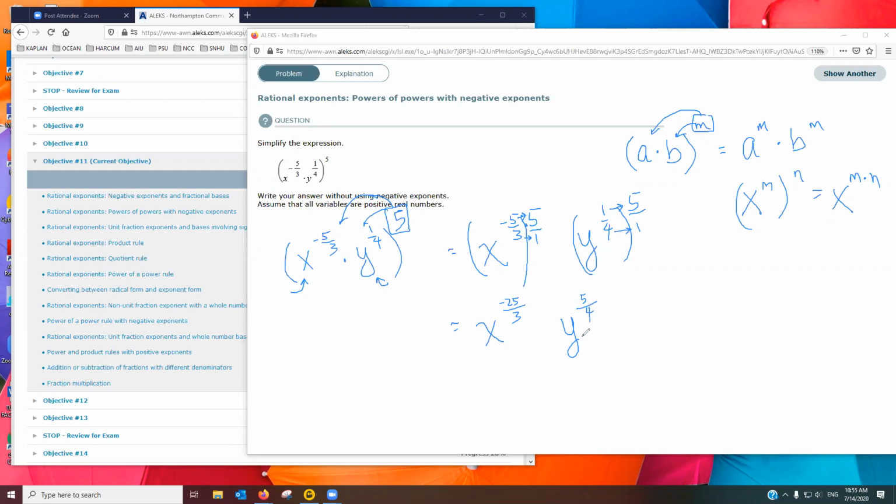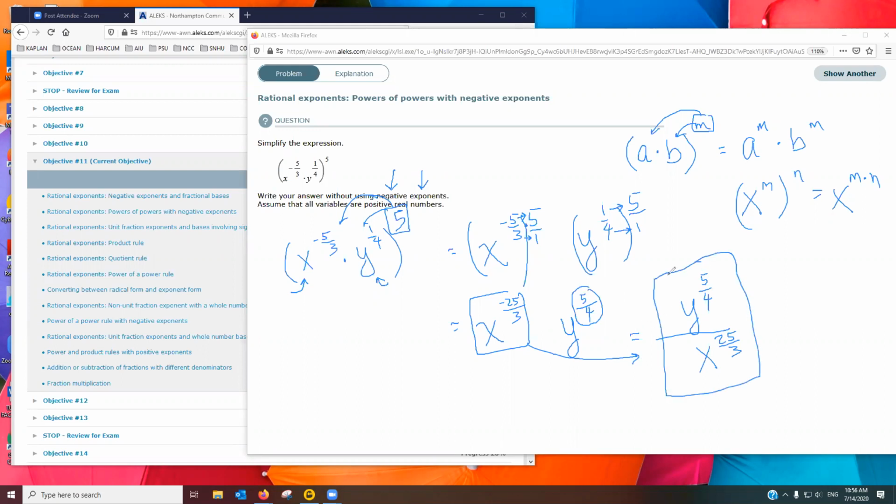All right, so this would be my final answer, except Alex says you can't have negative exponents in your answer. But I remember the property that says if you have a negative exponent, you can move it down to the bottom of a fraction and it'll flip to be a positive exponent. Y to the 5/4 I'm going to leave on top because that has a positive exponent. That's okay. I'm not going to do anything with that. So here's my final answer. Y to the 5/4 over X to the 25/3.